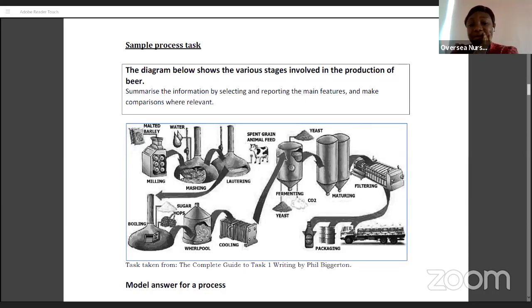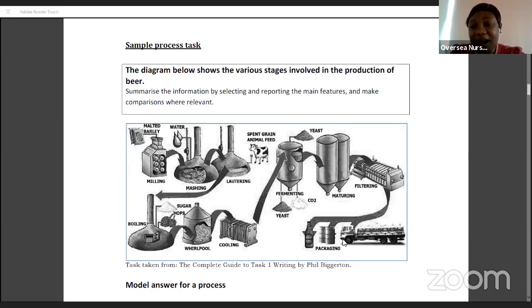Yes. That's why there's an arrow to tell you that from milling to mashing, from mashing to lautering, from lautering to boiling, then to whirlpool, then to cooling, then to fermenting, arrow to maturing, arrow to filtering, arrow to the packaging. So you need to just take note of the small things that you see around. Every detail, take note of every detail.